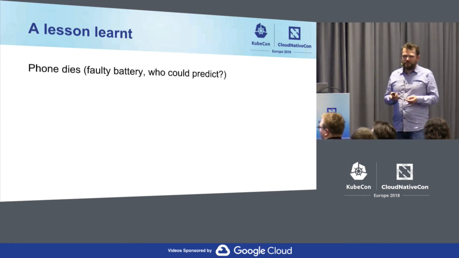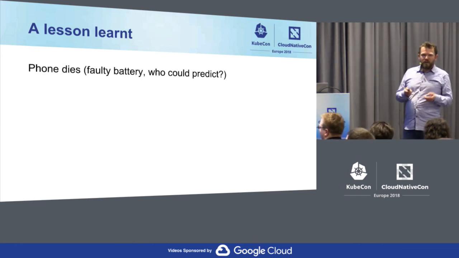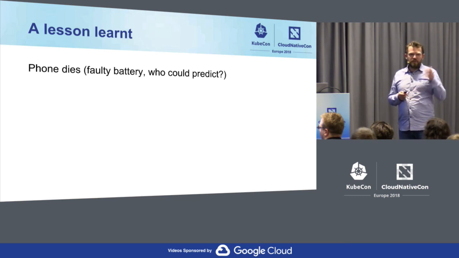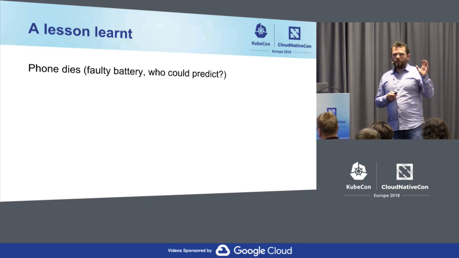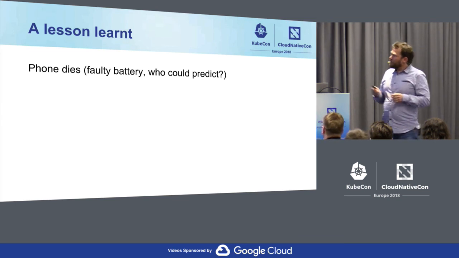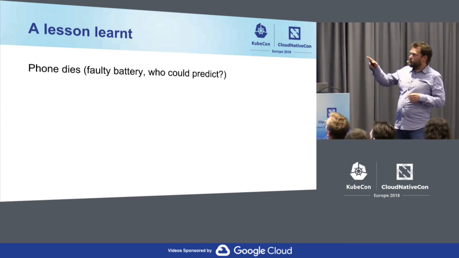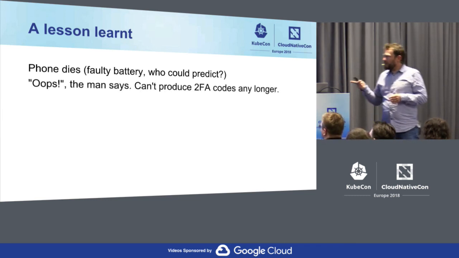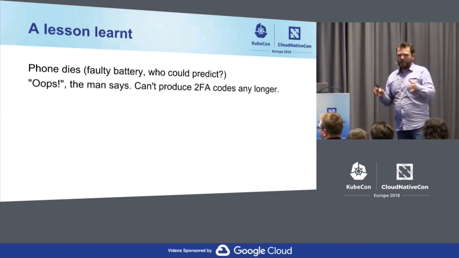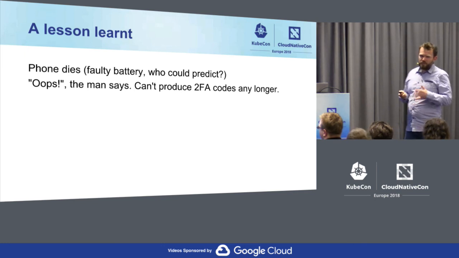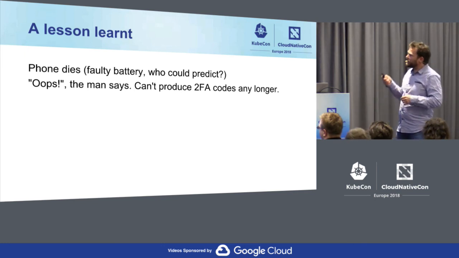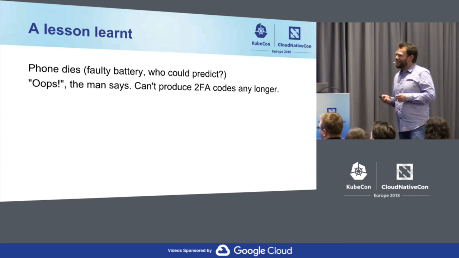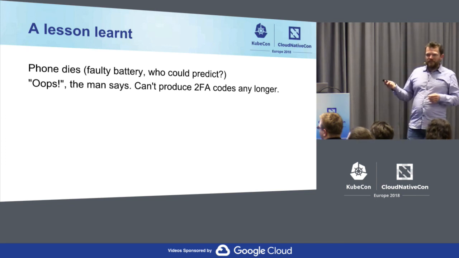The phone dies. So what happens if Google Authenticator is on the phone that has just died? How do you get the codes? Well, a faulty battery, by the way, you probably never predicted that, did you? Oops, the man says, because it's for all audiences. I said oops, but usually those words are way different. I can't produce the 2FA codes anymore.